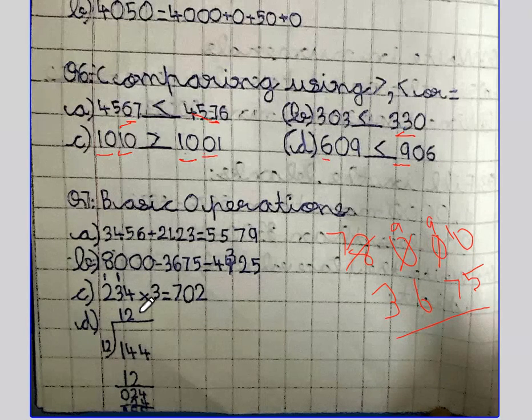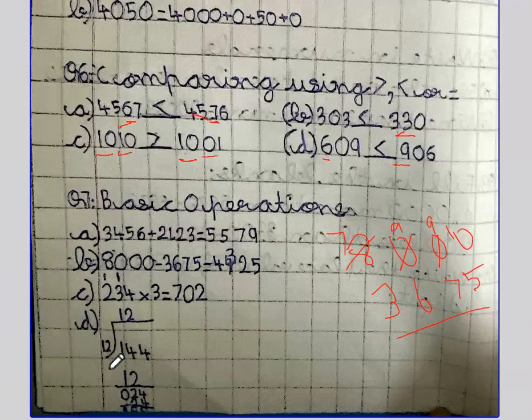Moving to the next question, it's multiplication. So it's a single digit multiplication. We can do it in a single step. So 3 times 4 is 12, remainder 1. 3 times 3 is 9. So 9 plus 1 is 10, 0, remainder 1. 3 times 2 is 6. With that carry 1, we will be getting 702 as the answer. So moving to the last question, which is division. 144 divided by 12. So in division we have to first check the first digit, which is 1.